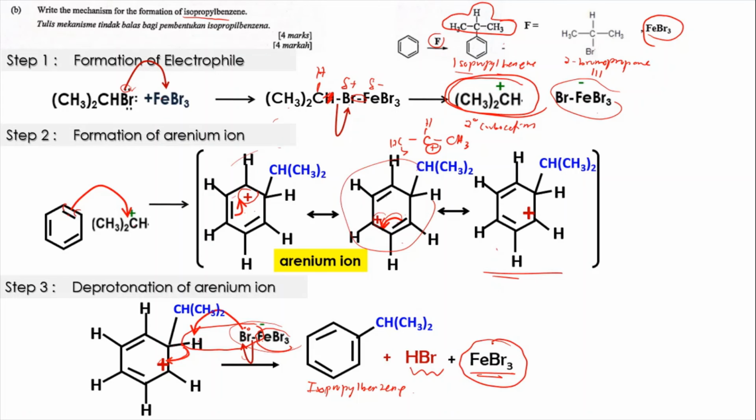Okay, dan bila nampak kat sini kita tahu mekanisme tu betul pasal FeBr3 adalah catalyst, so it will not take part in the reaction dan kita akan menghasilkan dia balik at the end of the reaction. Okay, so this is how you do the mechanism for the formation of the isopropyl benzene, yang mana yang ini adalah sama dengan structure begini. Okay, sama sahaja.